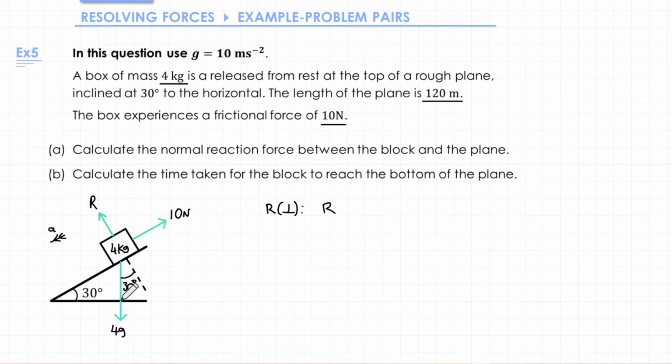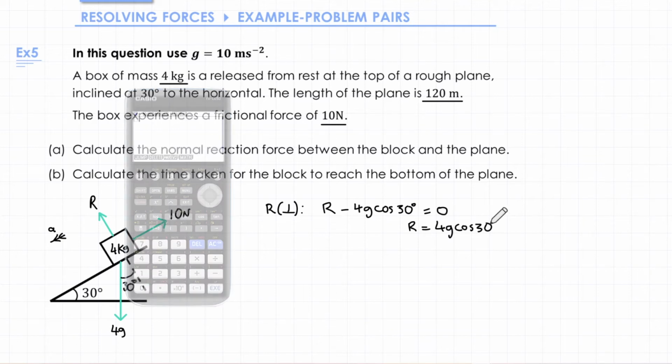So the component of the 4g force going into the slope is crossing the angle. So we'll have 4g cos 30. The block moves down the slope. It has no acceleration perpendicular to the slope, so this equals 0. Rearranging gives us R equals 4g cos 30.